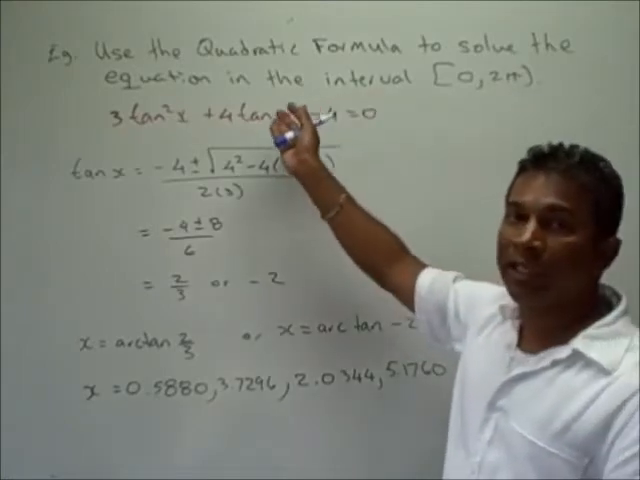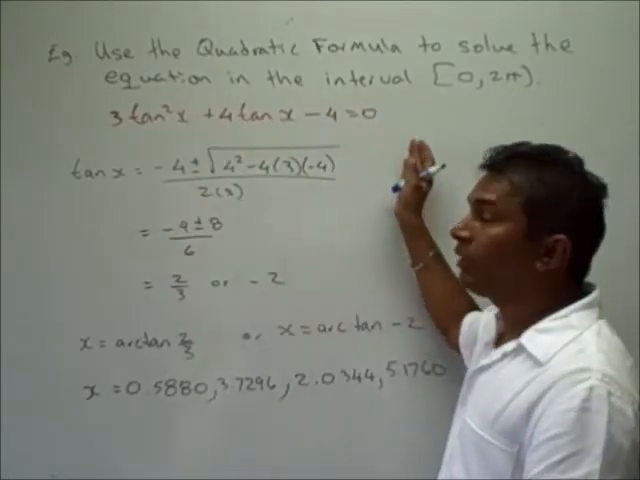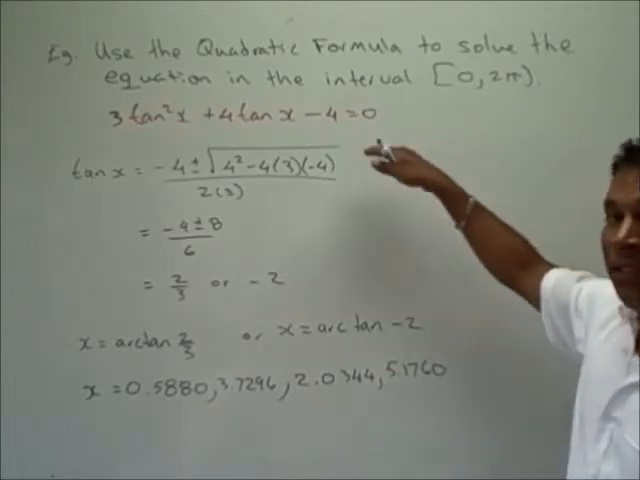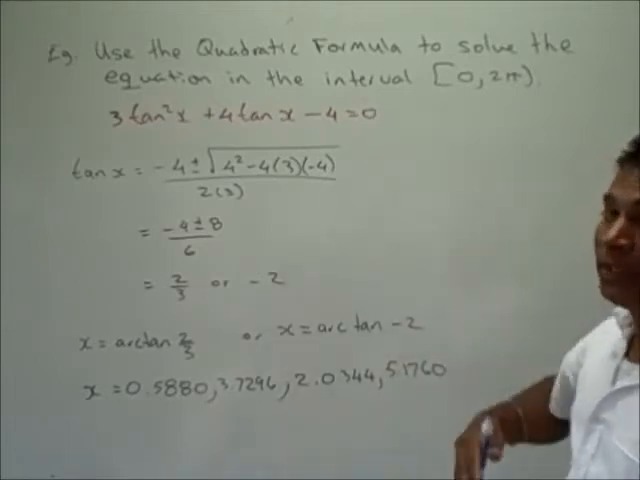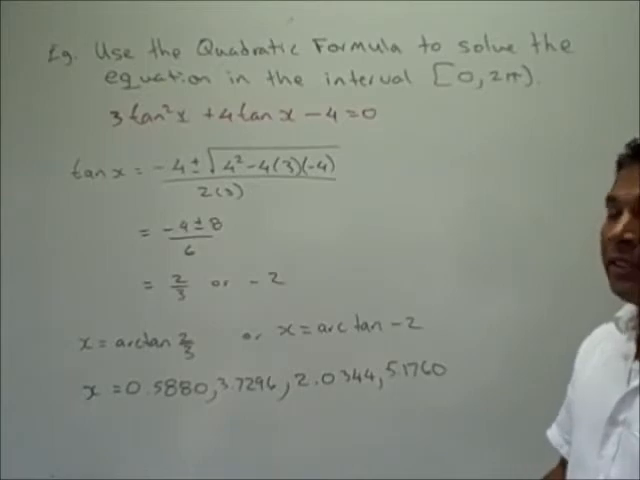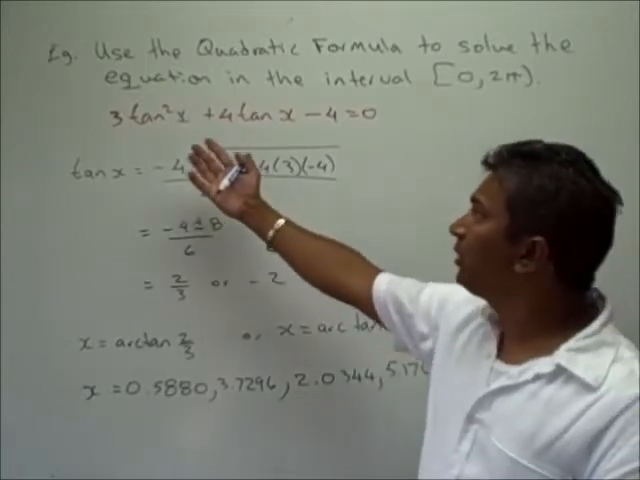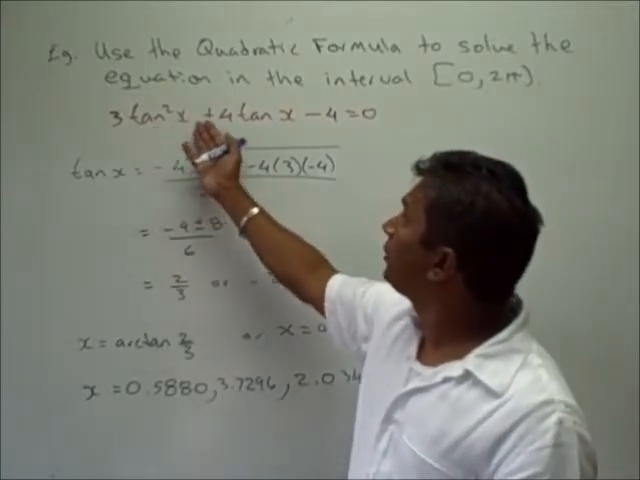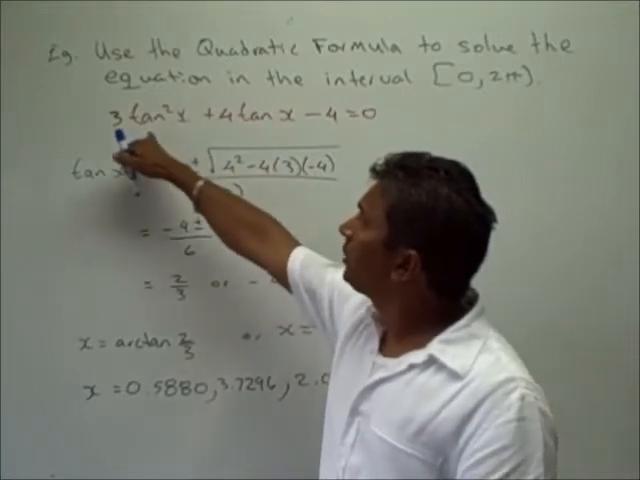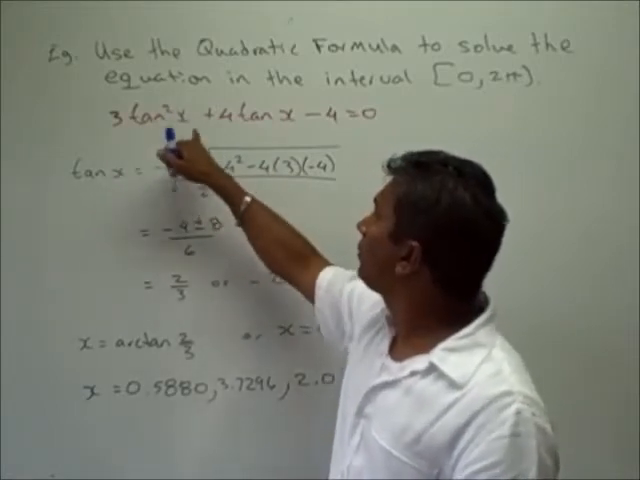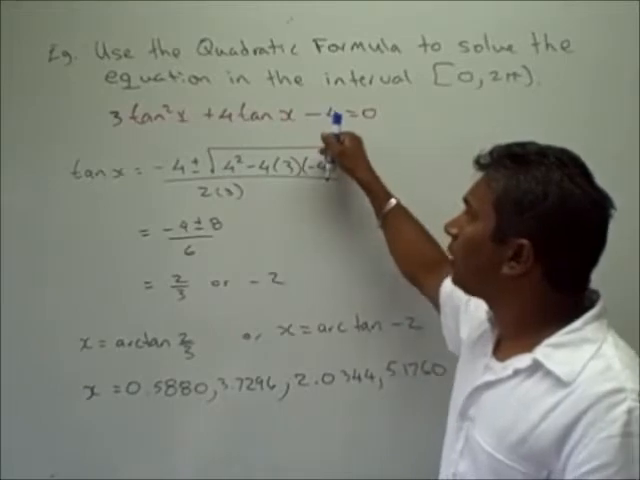Now if this could have been factored, we could have solved it by factorization. As you may recall, there are many ways of solving a quadratic equation. Even though it's a trig equation, it's quadratic in form, because here this is like our x squared term, and this is our x term, and this is our constant.